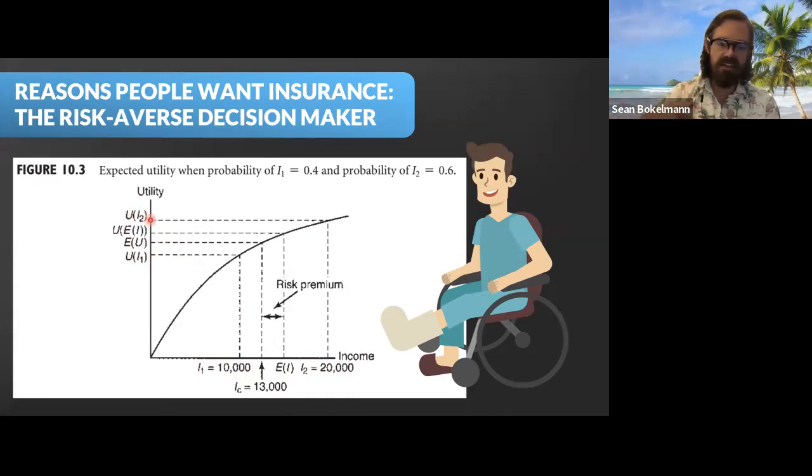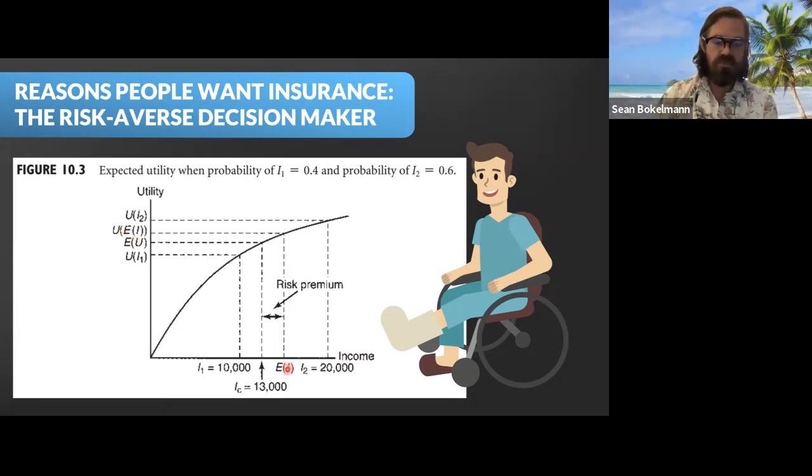And then we calculate the expected utility in much the same way, right? 40% times this utility plus 60% times this utility, and we get an expected utility here that ends up being lower than the utility from the expected income, which is $16,000. Is everybody following me so far? Okay, and this is all because of the curvature of the utility function, okay?